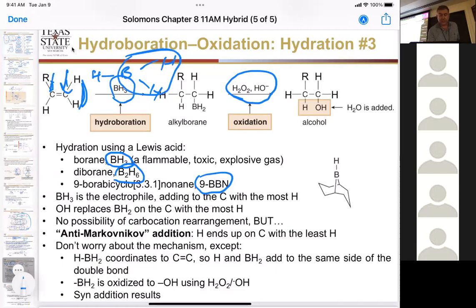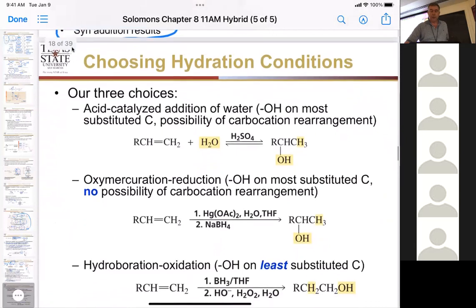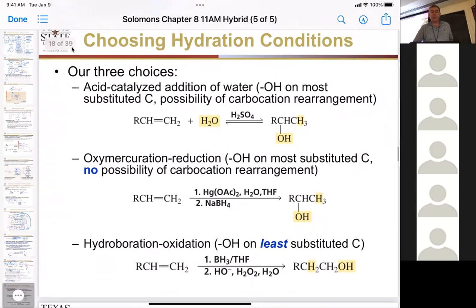This results in syn addition, so it adds across the same side, just like catalytic hydrogenation. We're adding the boron and the hydrogen at the same time, and when we do that, we have syn addition and no carbocations. And again, we're going to make primary alcohols. These are our three choices so far.